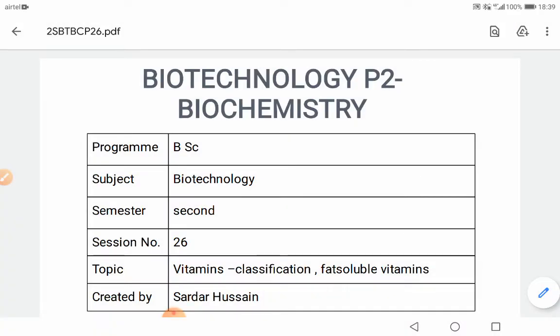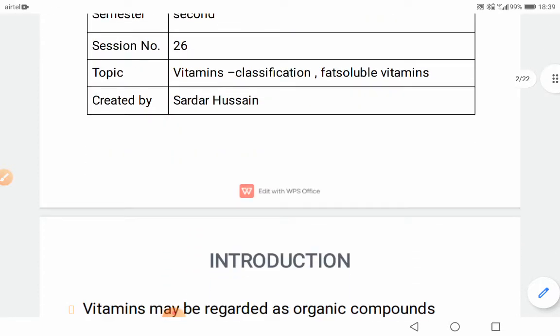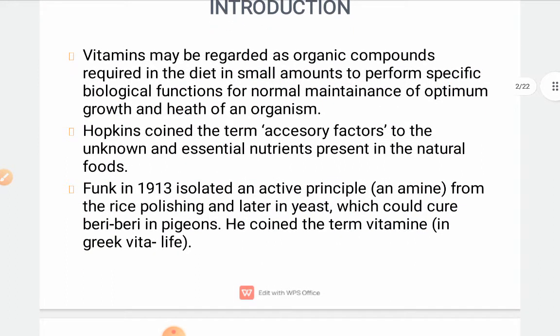That is on today. We'll be starting a new module on vitamins. Vitamins we'll be discussing in two sessions. In one session, we'll be discussing fat soluble vitamins, and in session 27, we'll be discussing water soluble vitamins. So let us first define what are vitamins.